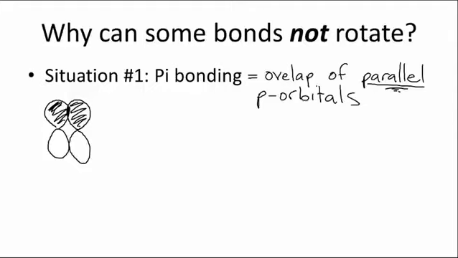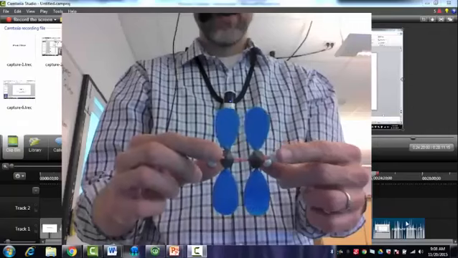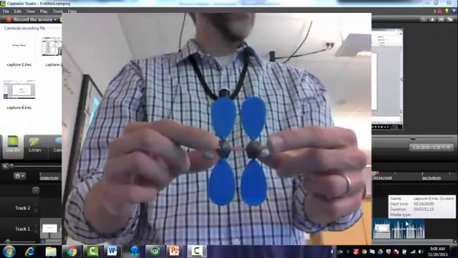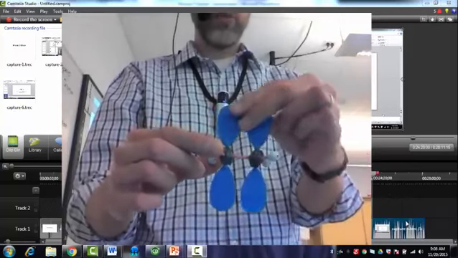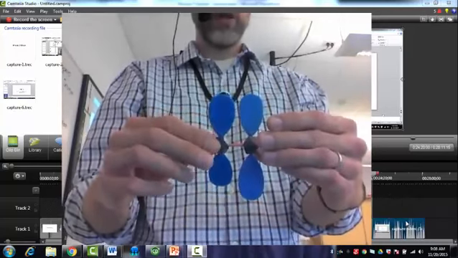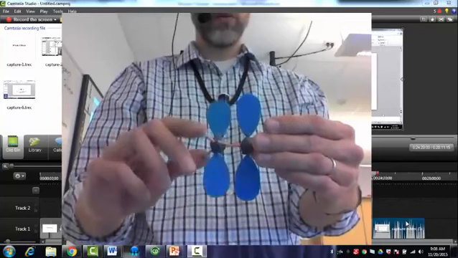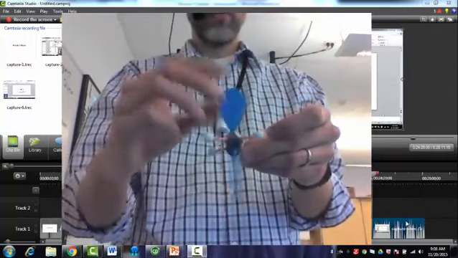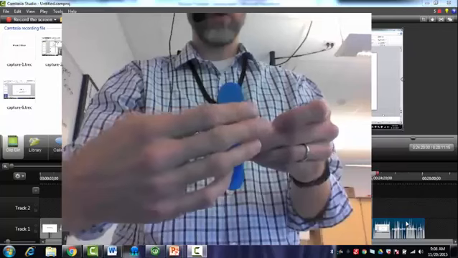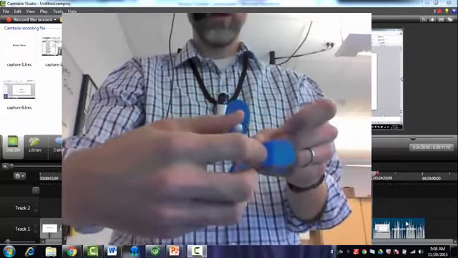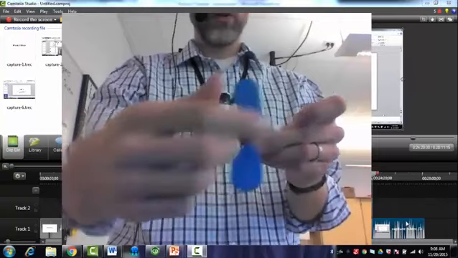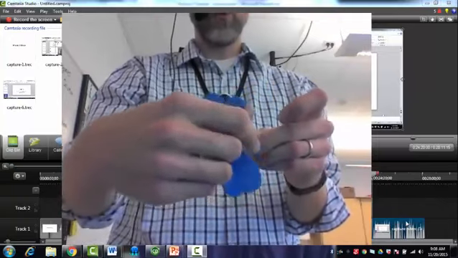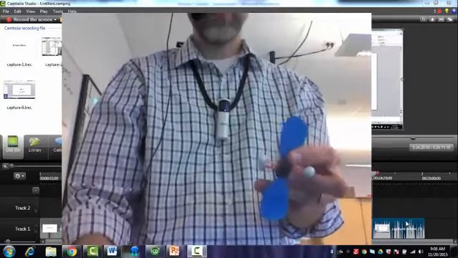So I have a couple of models. I'm going to break this up and try and do the little webcam video. Okay, so what I have here is a model of a pi bond, two parallel p orbitals. If I start to rotate around the bond, they don't overlap anymore. All right, I'll show it from this angle, then I'll show the class. I'll show it from this angle. If I have my two p orbitals like this and I start rotating, they no longer overlap. And so, in other words, I have to break the pi bond in order to rotate around the sigma bond. Okay?